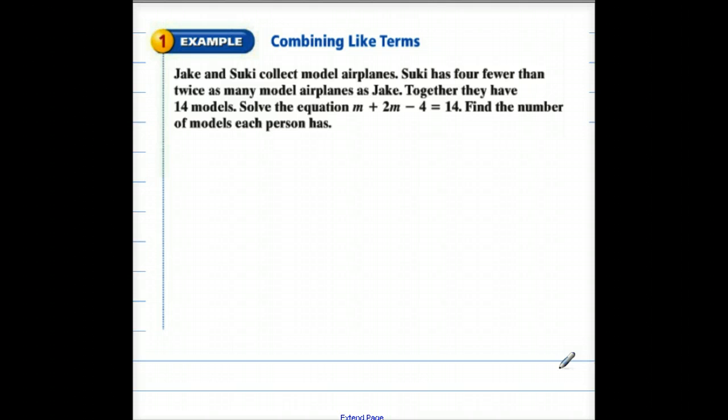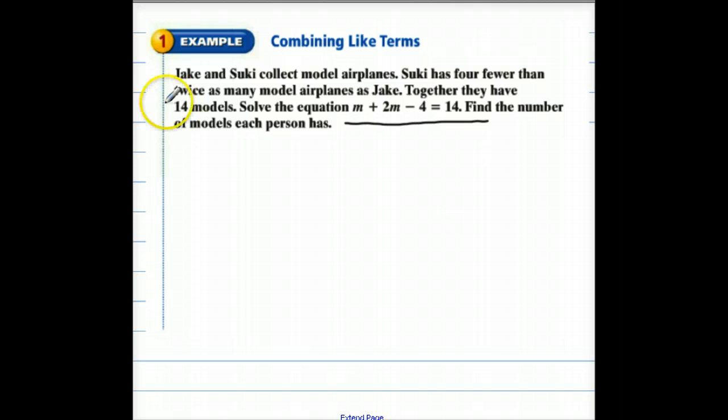All right, here's a word problem example. Jake and Suki collect model airplanes. Suki had 4 fewer than twice as many model airplanes as Jake. Together they have 14 models. Solve the equation m plus 2m minus 4 equals 14. Find the number of models each person has.